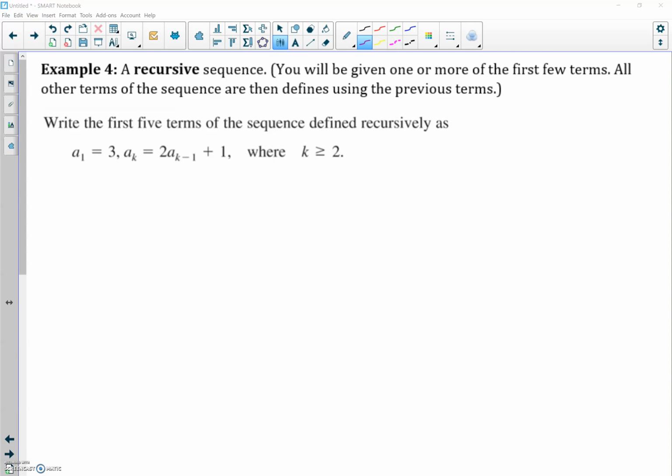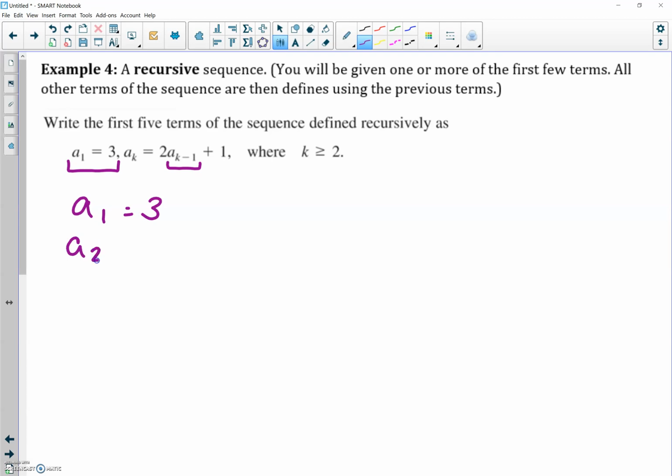A recursive sequence is one that relies on and is defined by using previous terms in your sequence. So let's take a look at this example here. They have to give you at least the first term. So in this case, a sub 1 is 3, and then a sub k is based on a sub k minus 1. That means the previous term. So 2 times the previous term plus 1, where k is greater than or equal to 2. So your first term is going to be 3.